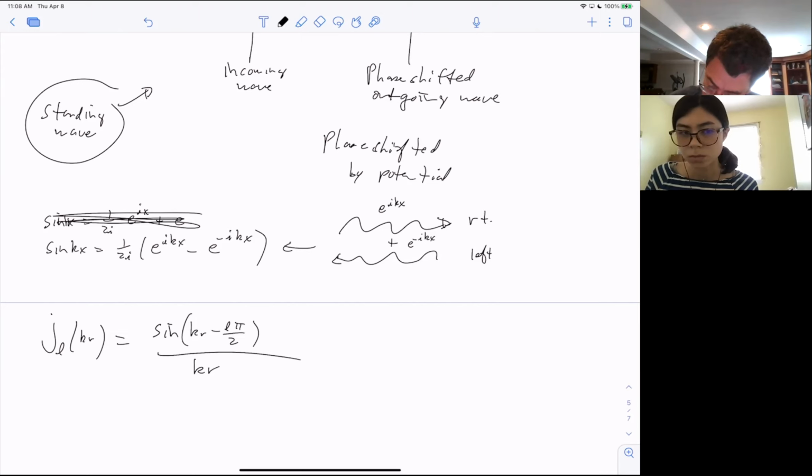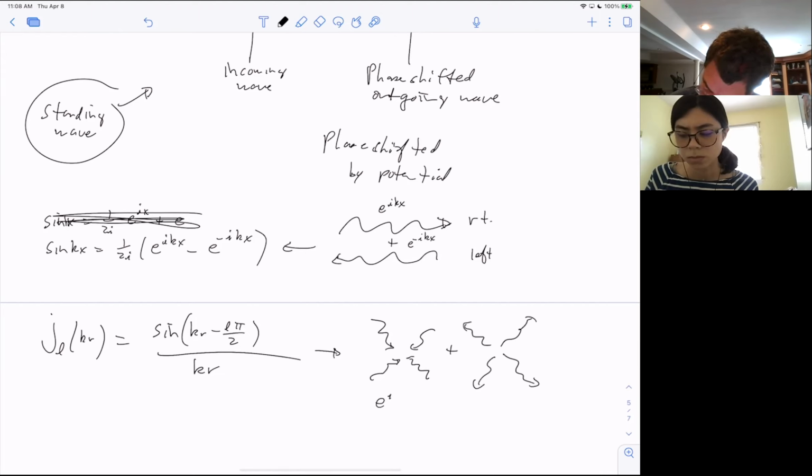So this is going to be equal to an incoming wave plus an outgoing wave. So this is going to be my e to the minus i kr, and this is going to be my e to the i kr positive. Does that make sense? Did that answer your question?